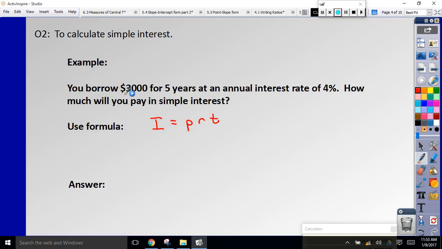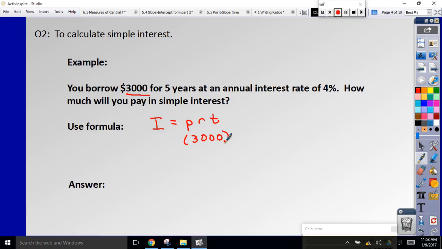So I borrow $3,000. Michael, what is that? Is that the I, the P, the R, or the T? The R. No, R stands for rate, and that's not the rate. Nathan? It's the P. This is the principal. The amount that you borrow or the amount that you deposit in case of depositing is our principal. So the 3,000 is our P, so I'm going to put that in there.